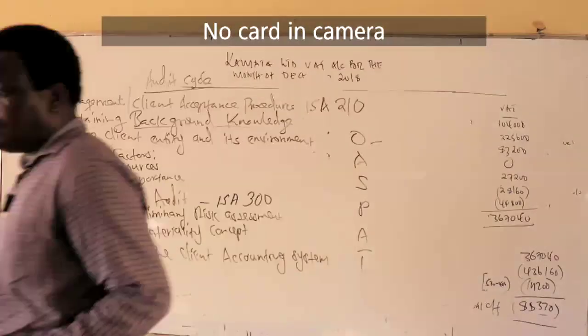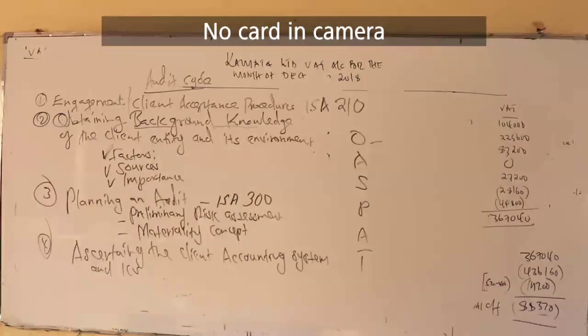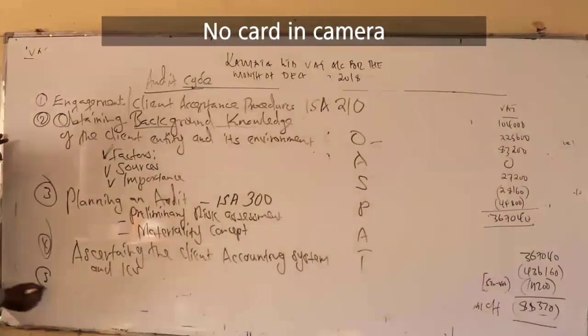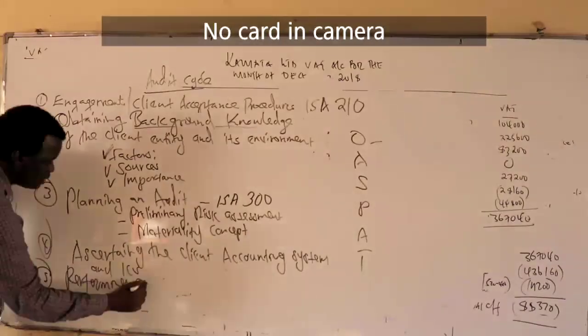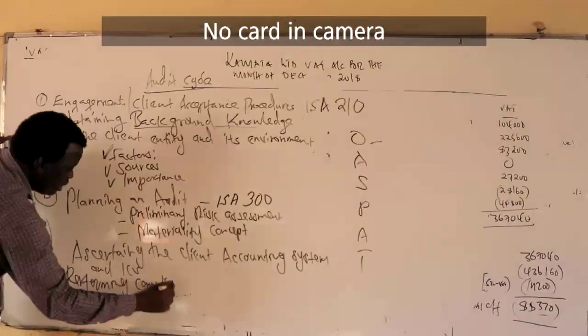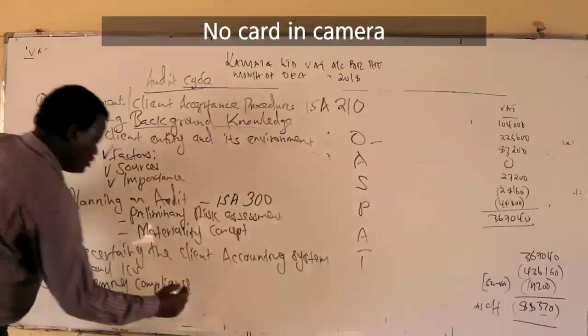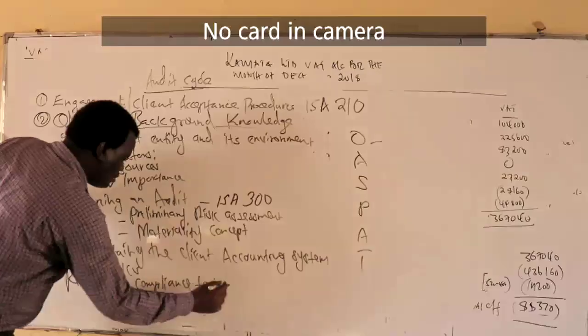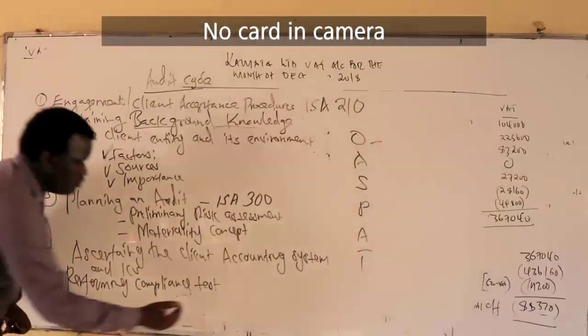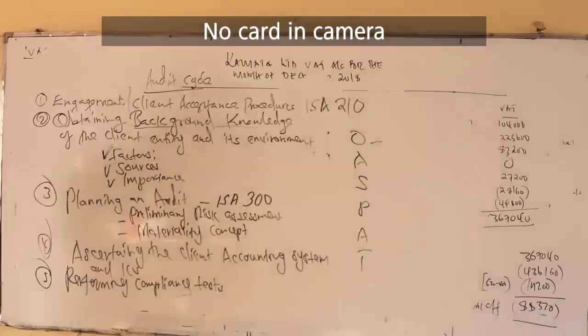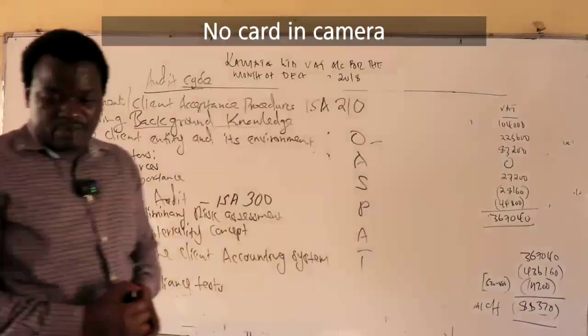After that, we go to the next stage of an audit, number 5, performing compliance test. So just ascertain the system. The next procedure is to perform compliance test.